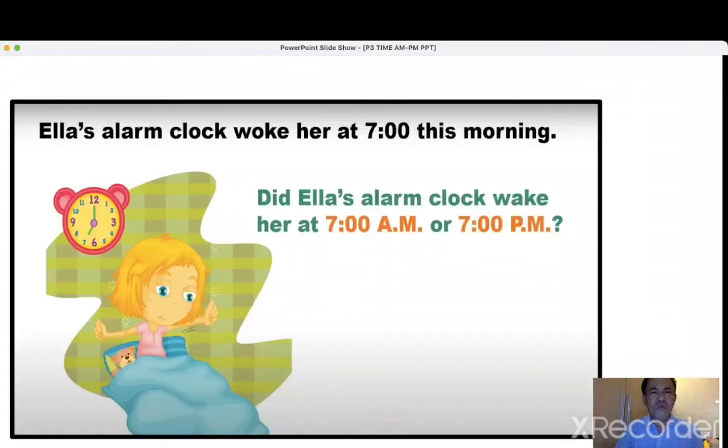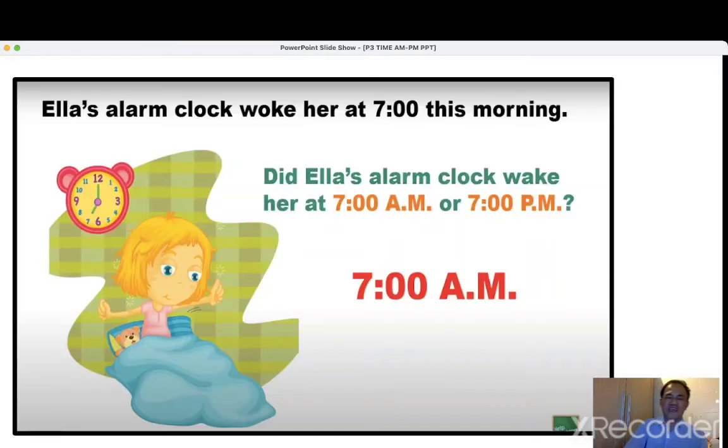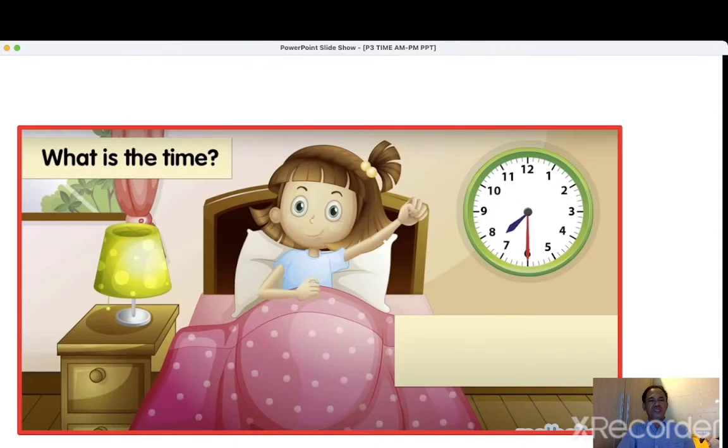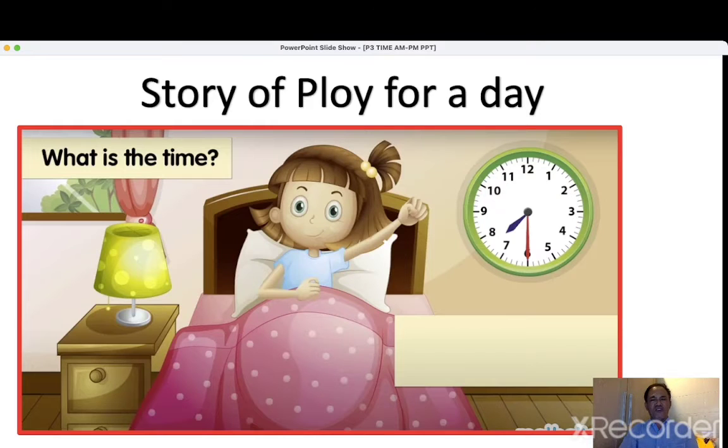Okay, so now let's answer this. Ella's alarm woke her at 7 o'clock this morning. So, meaning morning. Did Ella's alarm clock wake her at 7 a.m. or p.m.? Meaning morning, it is a.m. 7 a.m. Okay, story time. This is the story of Floyd for a day.